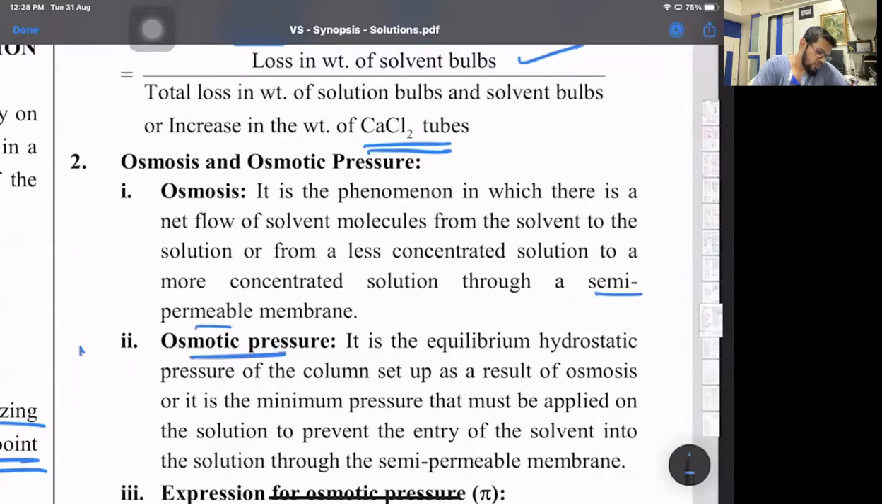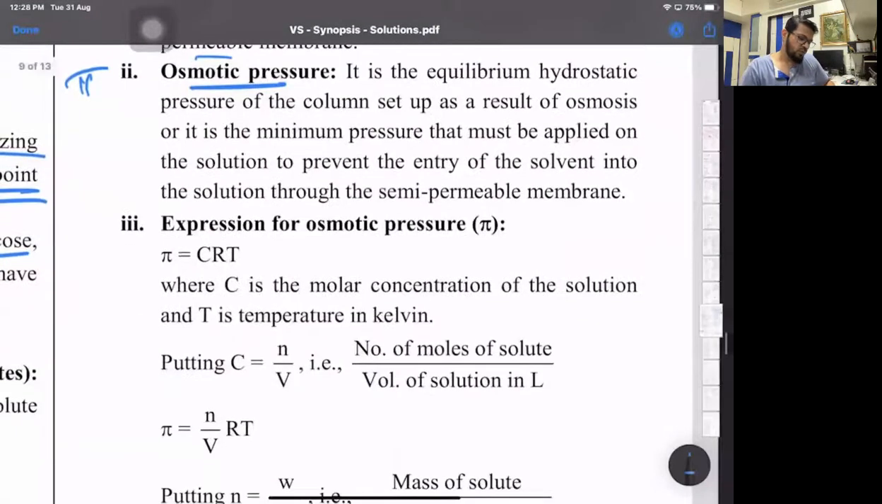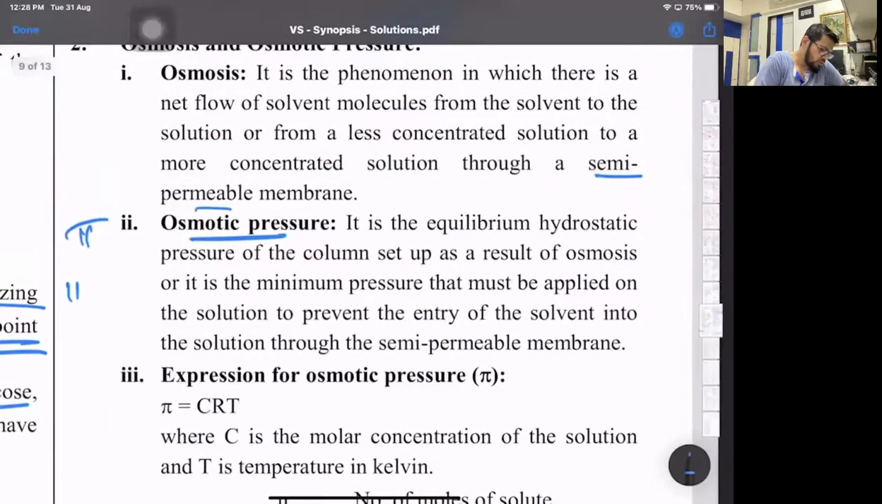Now, osmotic pressure is the external pressure which we apply on the solution to stop osmosis. That pressure is called osmotic pressure. So that's the part we had for osmotic pressure. If you see the relationship, we had pi is equal to h rho g, where h is the height of the column, rho is the density, and g is the acceleration due to gravity. Expression part we all know.